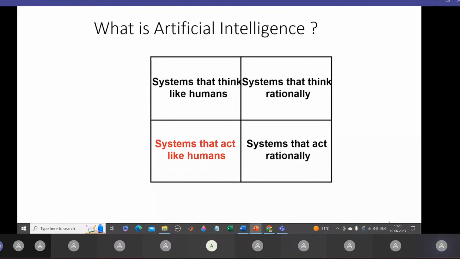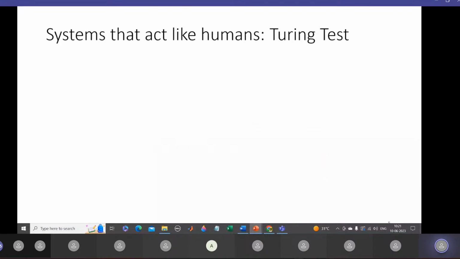This is the diagram here: systems that think like humans, systems that think rationally, systems that act like humans, systems that act rationally. Humans, rational, thought, how do they think, and then the behavior. With this you can explain artificial intelligence. We are going to see them one by one. Systems that act like human beings, that is the Turing test.